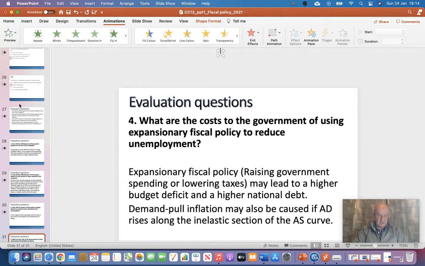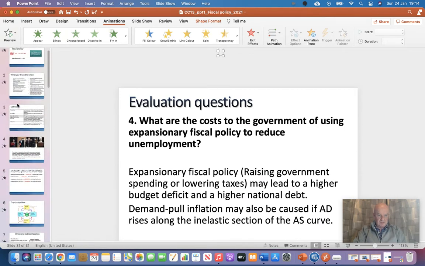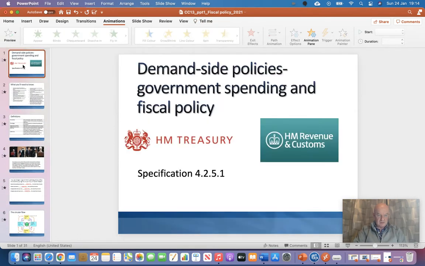Just a quick notice to let you know that the next narrated PowerPoint is going to be on demand side policies. It's based on a new booklet, CC13, which is fiscal policy and supply side policies. And what we're going to cover today is the first of probably 4 or 5 PowerPoints on this booklet.